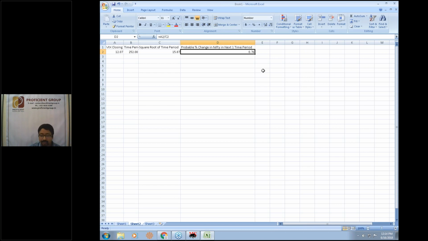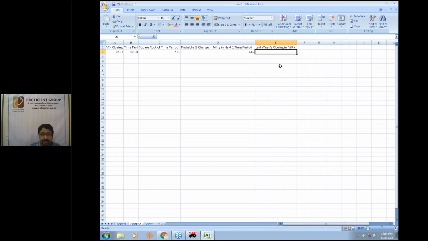I'm coming back to this concept later, but let us keep the values for 1 week and give you one complete solution. The value was 52. We are going to calculate the probable movement in Nifty for 1 week. So what is the possibility? Last week's closing in Nifty, that is 10,817, right?